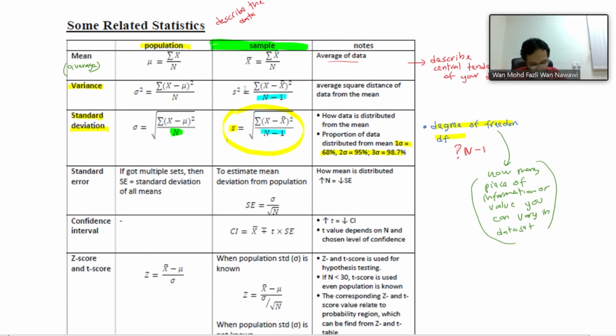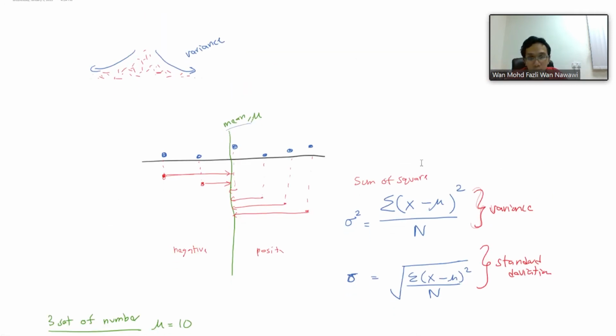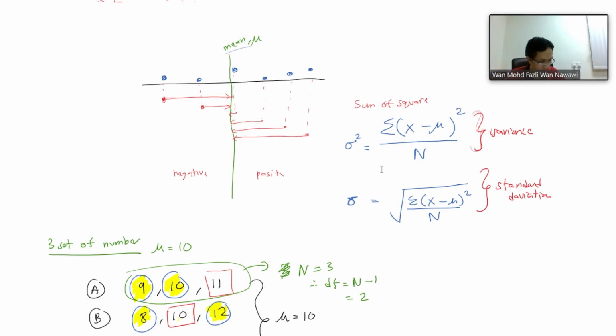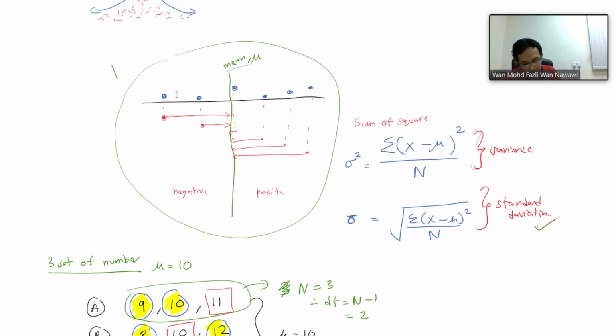Okay, so now we go to standard error. What is standard error? If you look at this picture, you know the standard deviation. Standard deviation is basically the deviation of the data. Let's say this is one measurement, and let's say you have 5 of these.